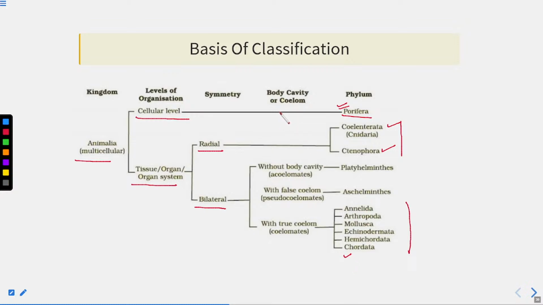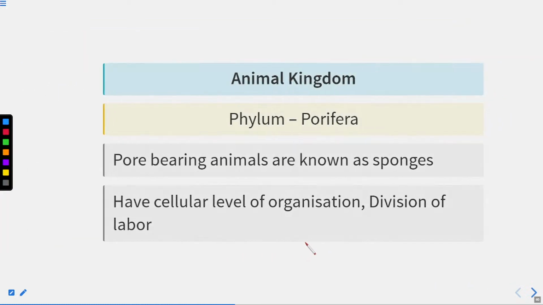Body cavity, that is the presence or absence of coelom. Without body cavity, acoelomates, that is the Platyhelminthes, and the above three in fact, porifera, Coelenterata and Ctenophora, are also not having any coelom. In the case of worms, Platyhelminthes, the first one, is acoelomate, and pseudocoelomate, the single one, is Aschelminthes. And from the Annelida to the Chordata, they have a true coelom, and that is why these organisms are also called coelomates. Okay.